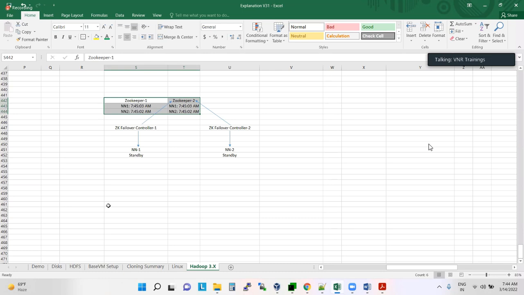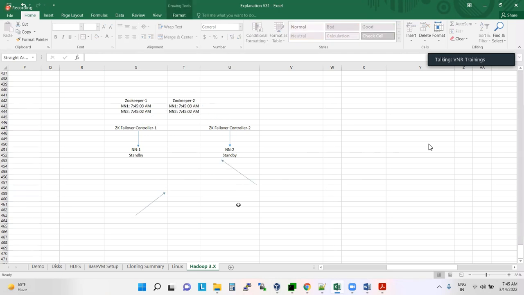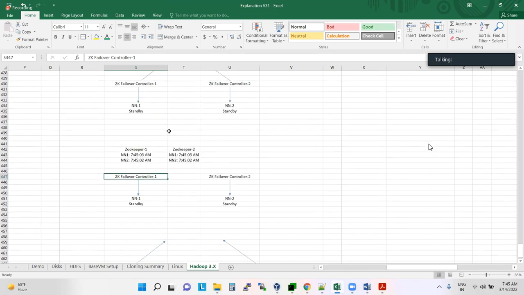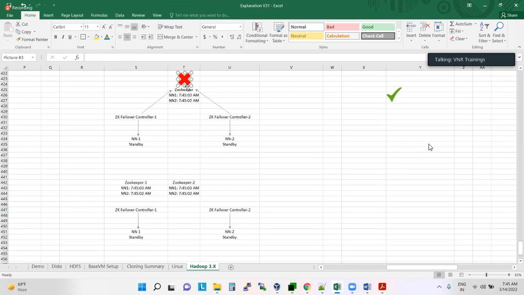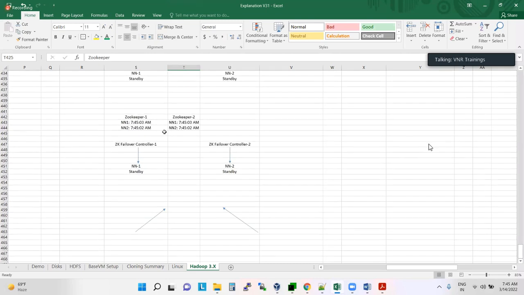Who will take the decision? The heartbeat should go to which Zookeeper? The heartbeat of the failover controller for name node 1 will be sent by the failover controller. In the previous example, I had only one Zookeeper, so both failover controllers were sending the heartbeat to that Zookeeper. But now I have two Zookeepers. Now the question is, to whom do I need to send?